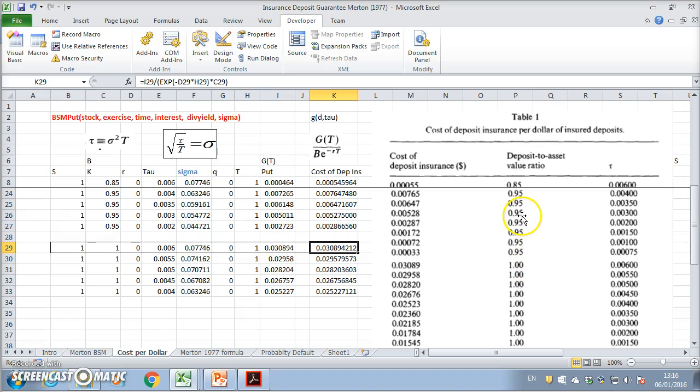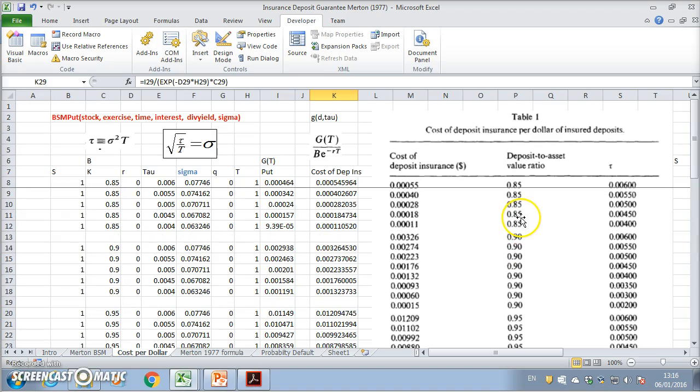Of course, as the deposits to assets falls, in other words, in this instance, where we have high levels of equity, now this would imply that the equity in the balance sheet is equivalent to 15%.